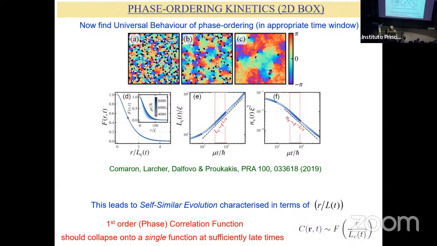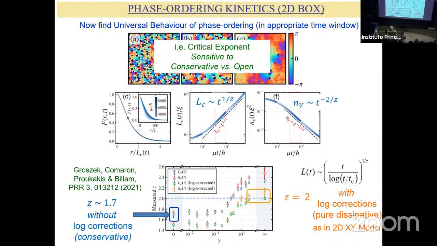We can look at the form of this universal correlation function as a function of R over L_C. We can characterize how this characteristic length L_C grows, or how the number of vortices decays. And we can relate that to the dynamical critical exponent of crossing the phase transition, and everything matches very nicely. One of the questions is, what is the role of open versus closed system? Are cold atoms, for example, really open or closed?